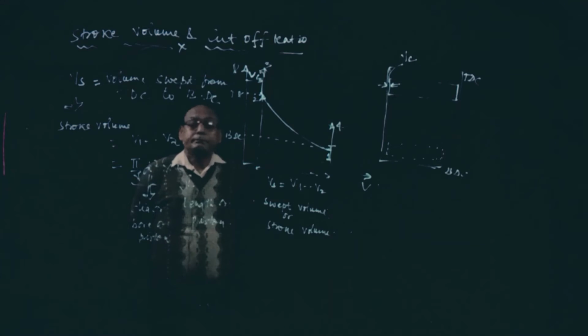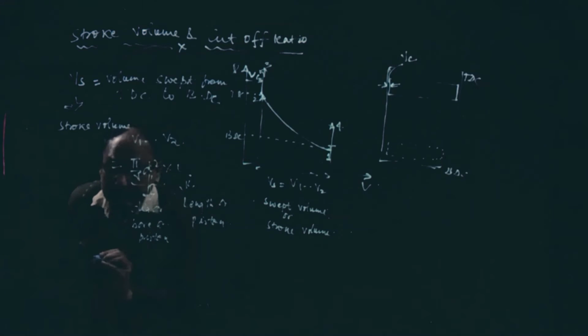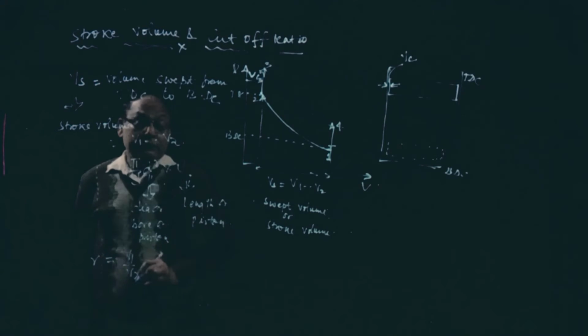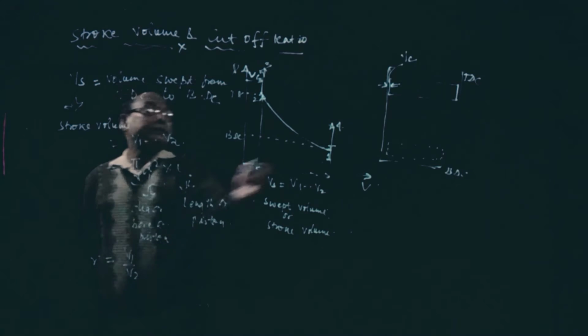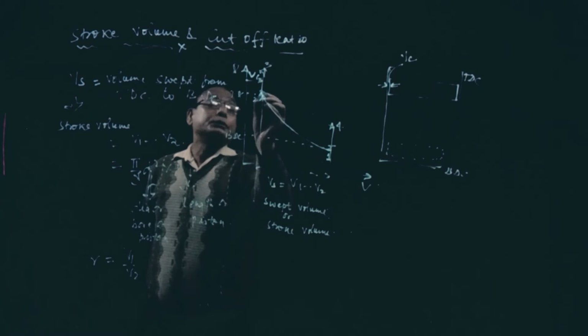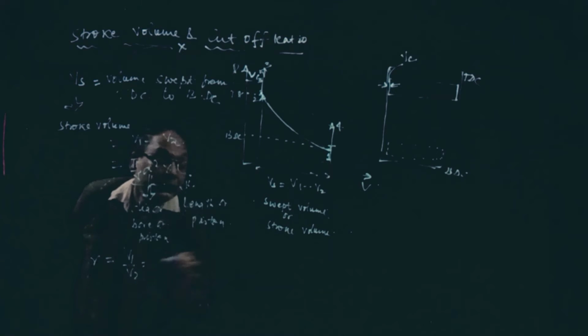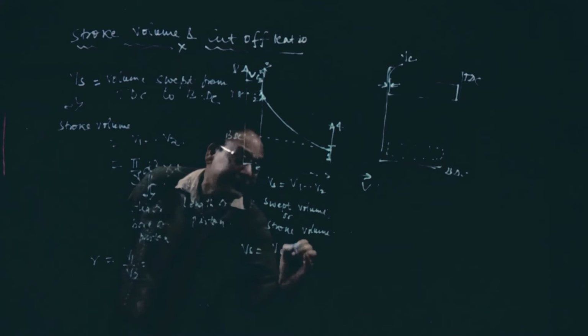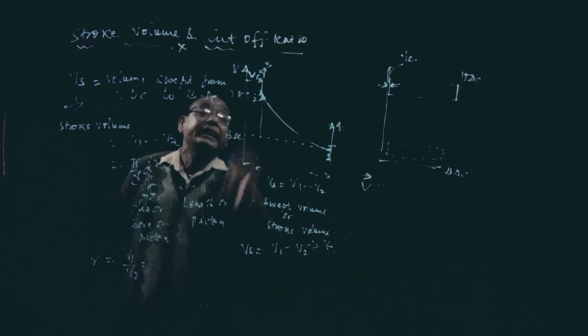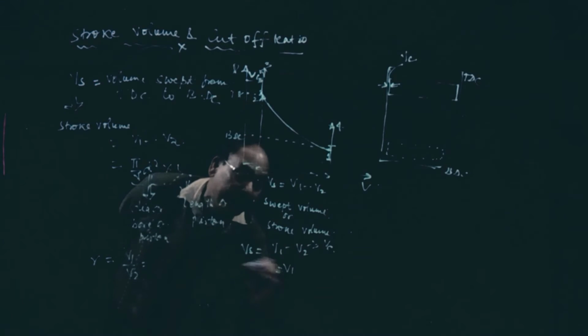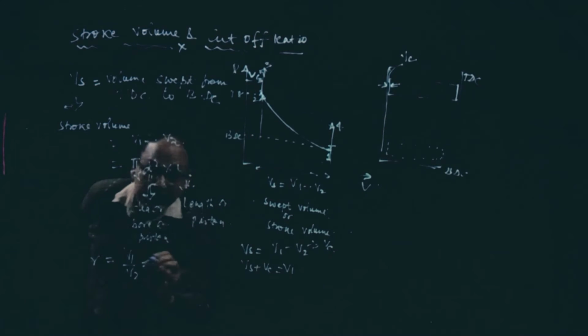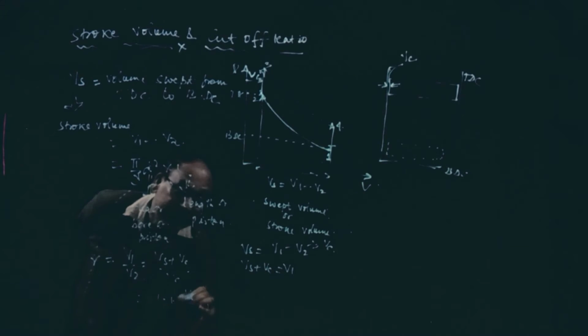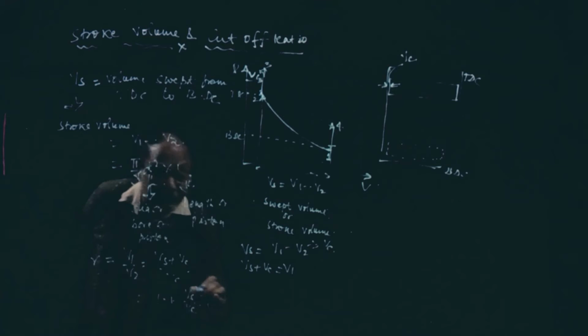And see, r is nothing but V1 by V2. That is how much the volume is reduced from condition 1 to 2, compressed, that is the compression ratio. You have written Vs is equal to V1 minus V2. This V2 is Vc. So V1 will be equal to Vs plus Vc. So (Vs plus Vc) by Vc is nothing but 1 plus Vs by Vc. So if you know stroke volume and clearance volume, we can find out the compression ratio.